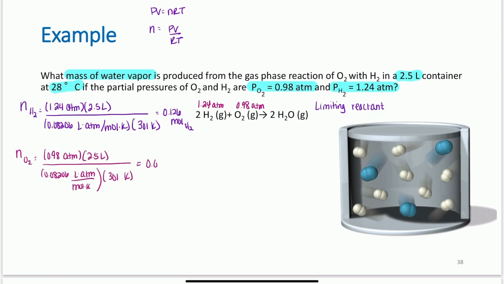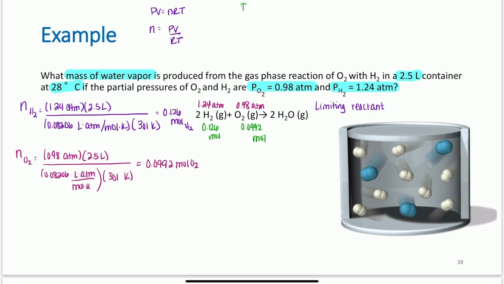This is going to give me 0.0992 moles of O2. So I know I have 0.126 moles here, 0.0992 moles here. You have to see which one your limiting reactant is. Some students will automatically say O2 because it's a smaller number, but realize you're reacting 2 moles of hydrogen gas, H2, for every 1 mole of O2 reacted. So you have to do the stoich to see which one really is your limiting reactant.